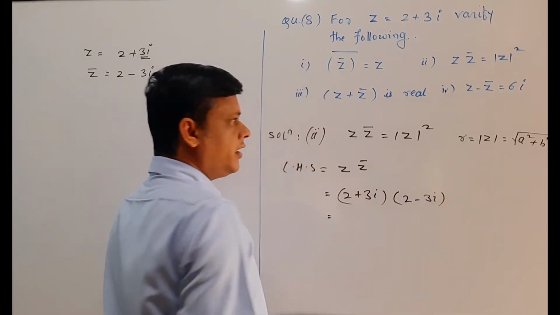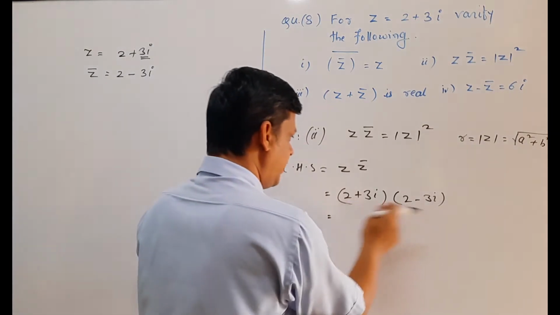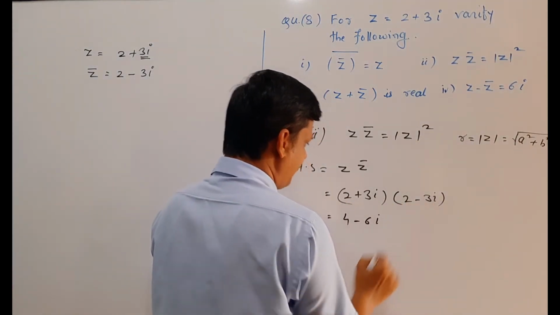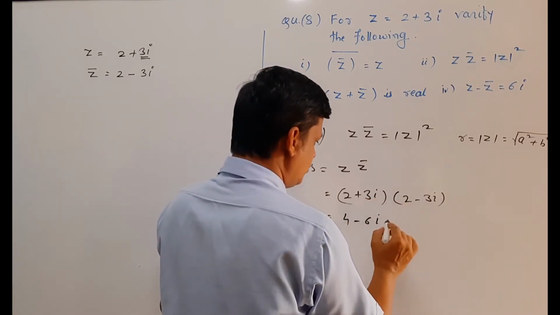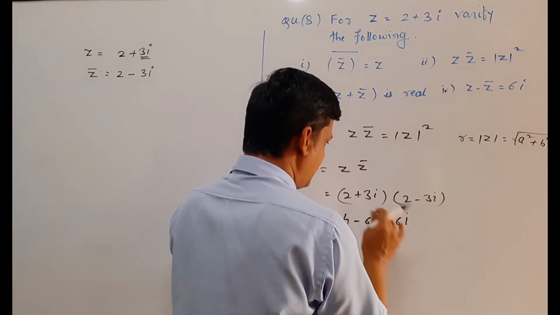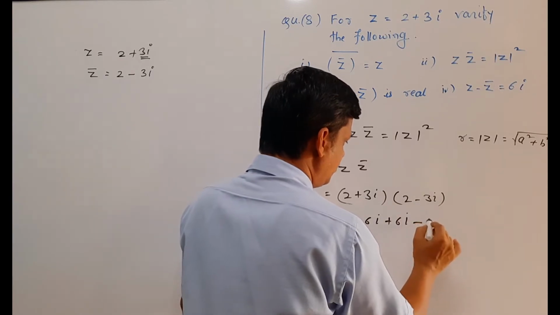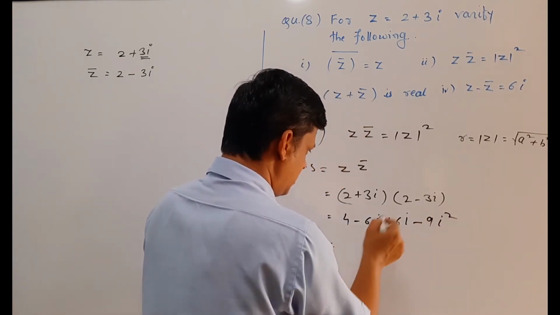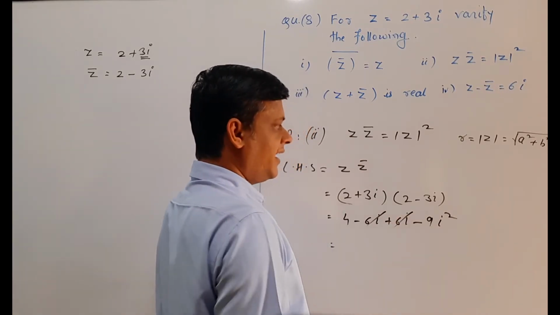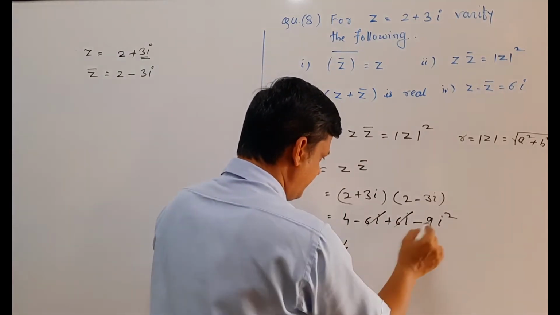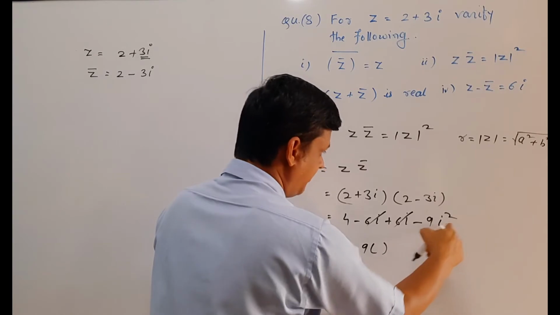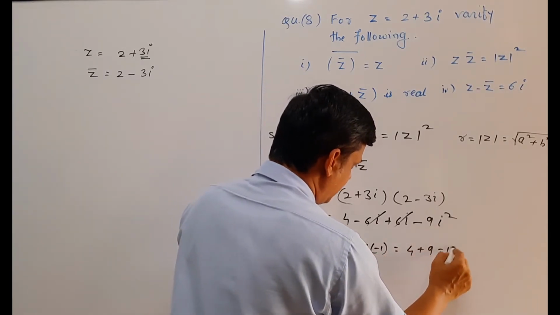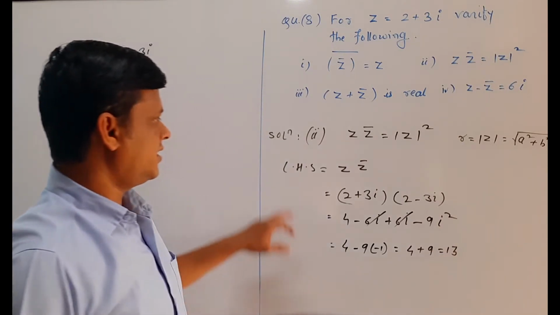So we calculate the product first. 2 into 2 is 4. 2 into 3 is 6, which is minus 6i. 3i into 2 is plus 6i, and minus 3 into 3 is 9, i into i is i square. So here plus 6i and minus 6i get cancelled. So we write 4 minus 9, and we replace this i square by minus 1. So 4 plus 9 we get 13. So this is the value of LHS.